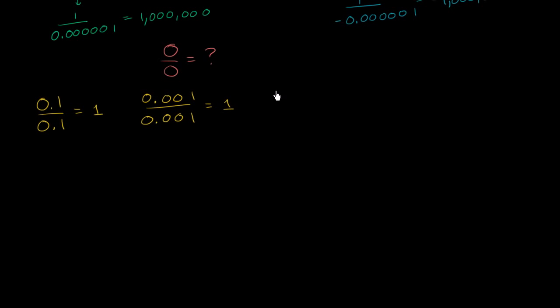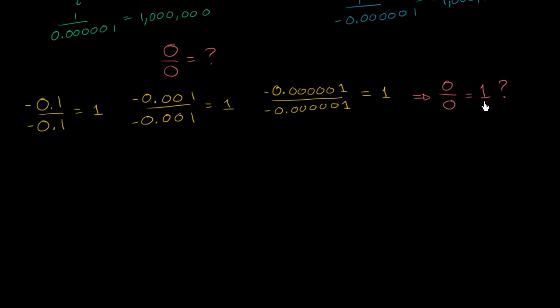Let's get super close to 0. 0.000001 divided by 0.000001. Well, once again, that also equals 1. And it didn't even matter whether these are positive or negative. I could make these negative, and I'd still get the same result. Negative this thing divided by negative this thing still gets me to 1. So based on this logic, you might say, hey, this seems like a pretty reasonable argument for 0 divided by 0 to be defined as being equal to 1.